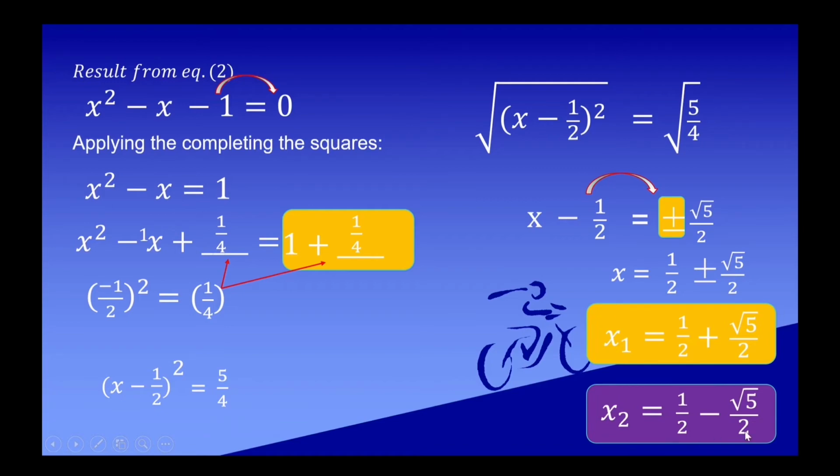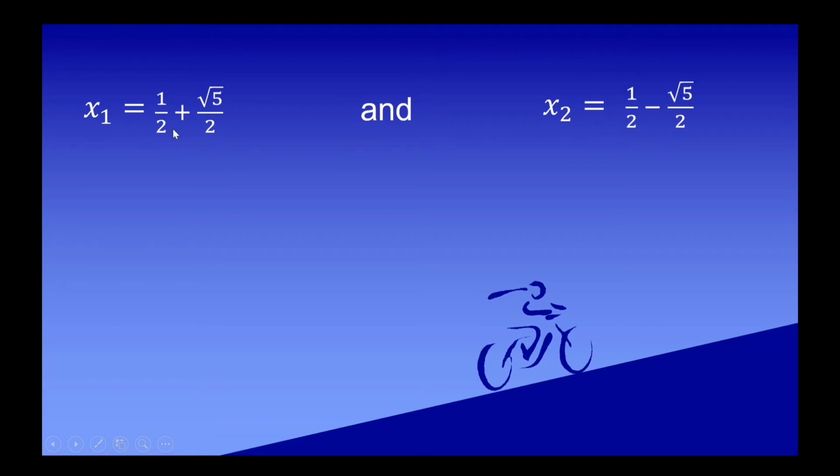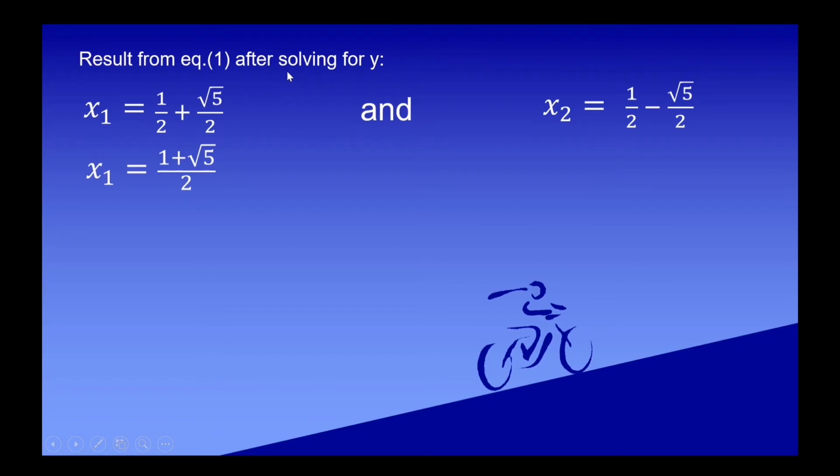So we have two values, x sub 1 and x sub 2. Since our equation is a second degree equation, we must have two values of x. After solving the equation, we have two values of x sub 1 and x sub 2. So let's simplify the fraction form. Since these are similar fractions having the same denominator, add the numerators, 1 plus square root of 5, then copy the denominator, that is 2.